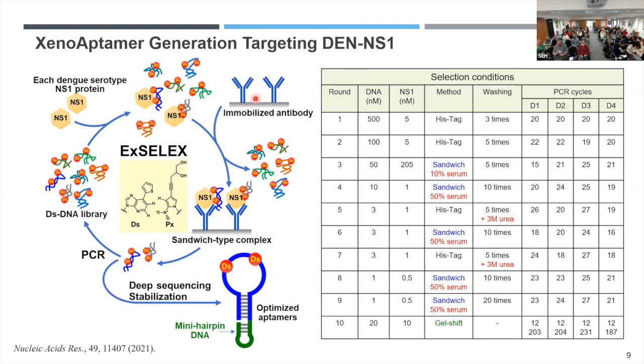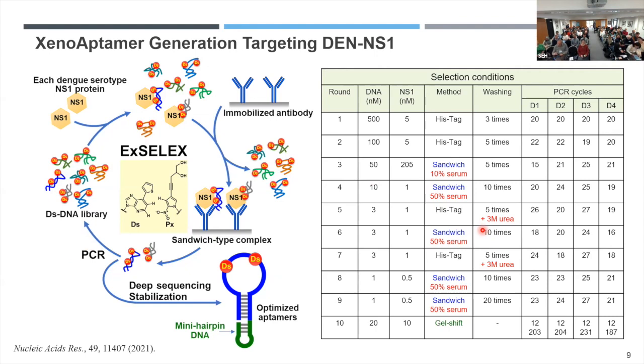This antibody was also developed at our previous institute. It binds to all of the serotypes, not recognizing each serotype. To capture the library-NS1 protein complex, we used this immobilized antibody, then isolated the aptamers. This method is very good because once we get aptamers, we can use the system as a sandwich method, like ELISA. In addition, we also add serum in the selection process, for example 50% serum. In some rounds we also washed with 3 molar urea. This is very important to get extremely high-quality aptamer isolation.